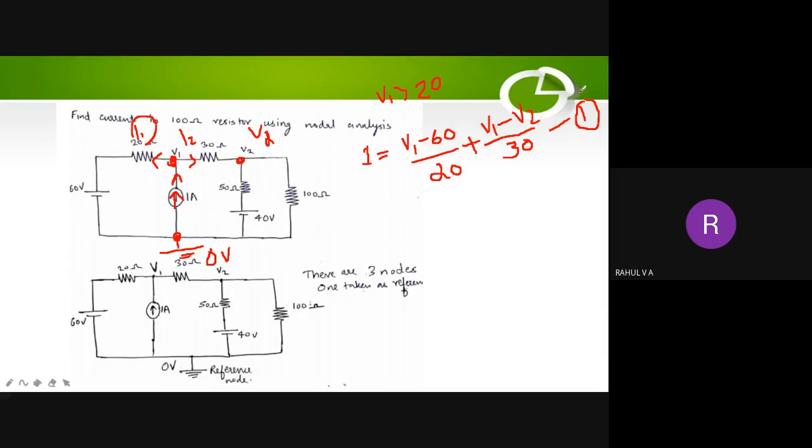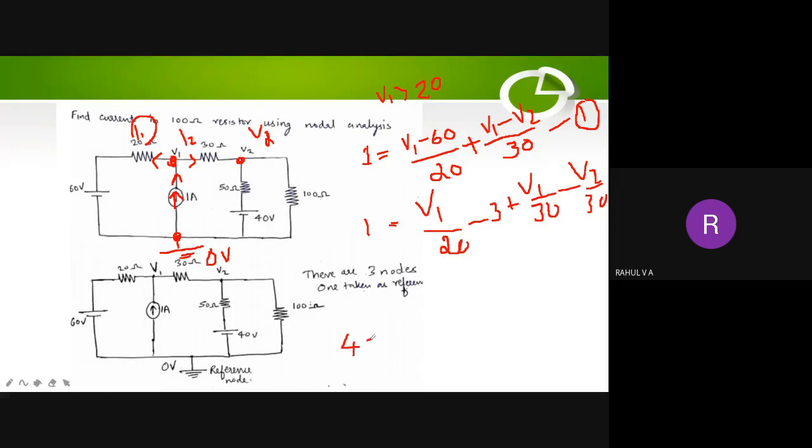If you have two equations, you have to find two variables. So in the first equation itself, we have got two variables V1 and V2. Now you can simplify this. V1 by 20 minus 60 by 20, which is 3, plus V1 divided by 30 minus V2 divided by 30 equal to 1. So this 3 you can take to this side, so it becomes 4.